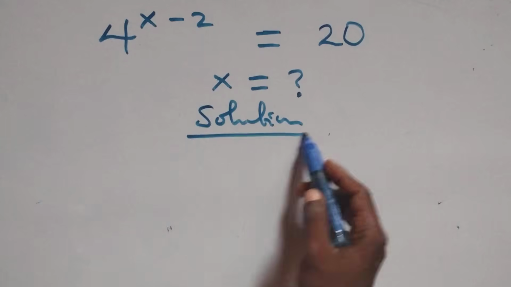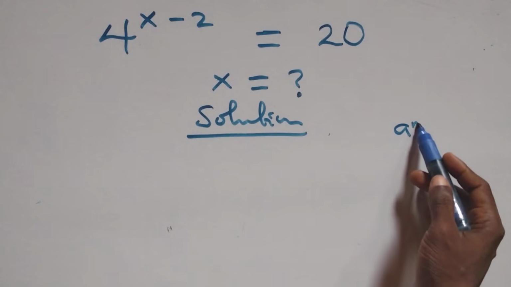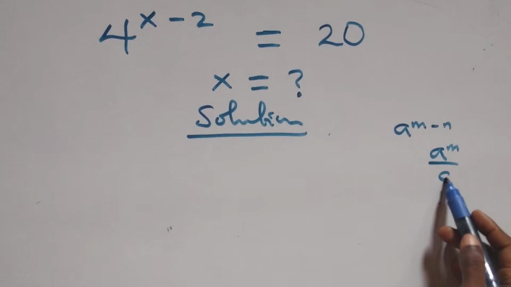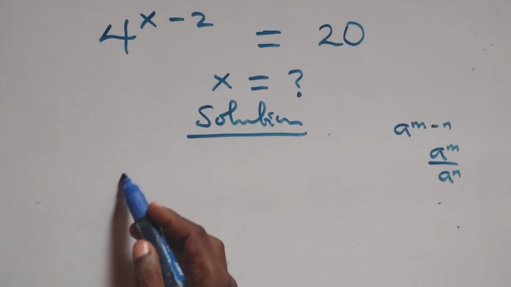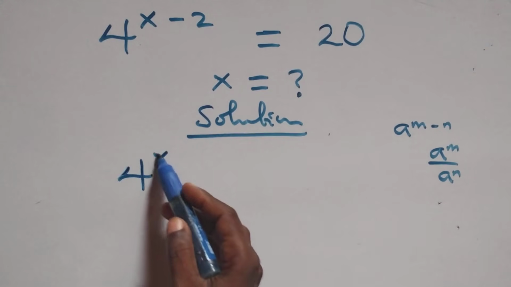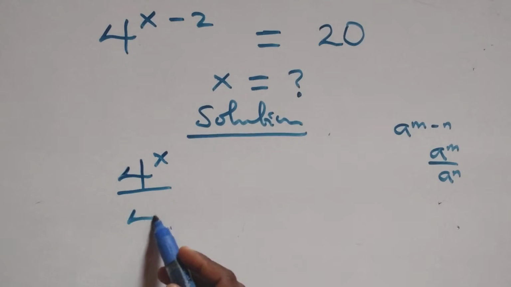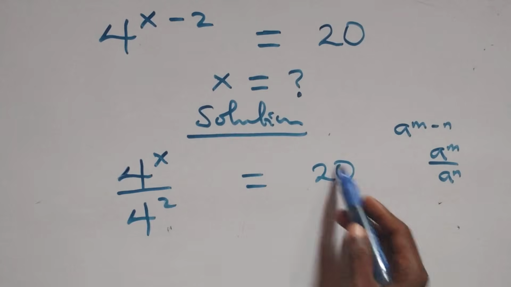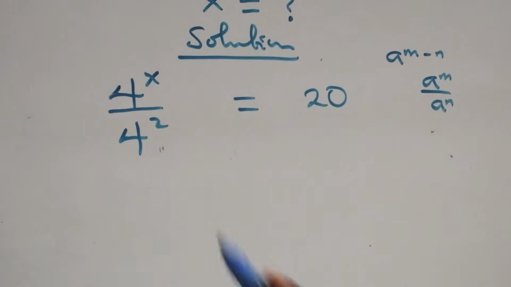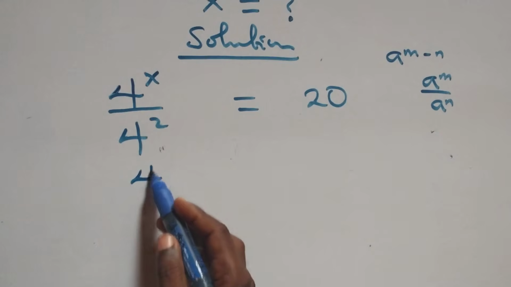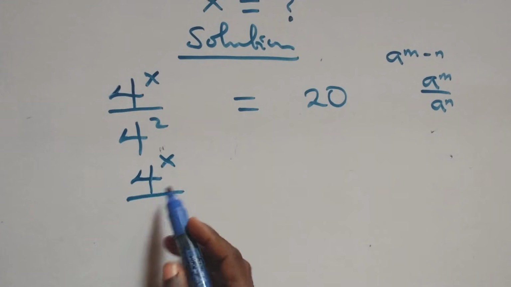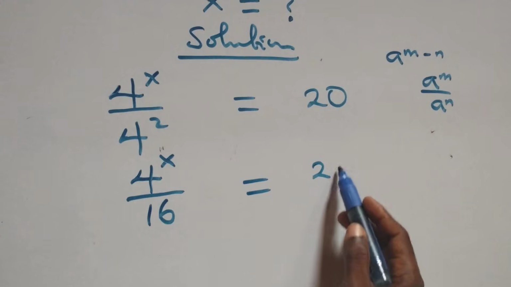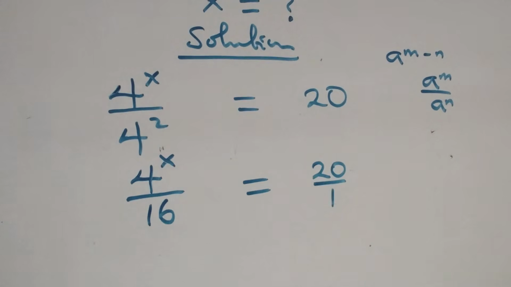And what we have here follows when we have a raised to power m minus n, the same thing as a raised to power m over a raised to power n. Here we can write it as 4 raised to power x over 4 squared equals 20. From here, this becomes 4 raised to power x over 4 times 4, that's 16, and equals 20 over 1.